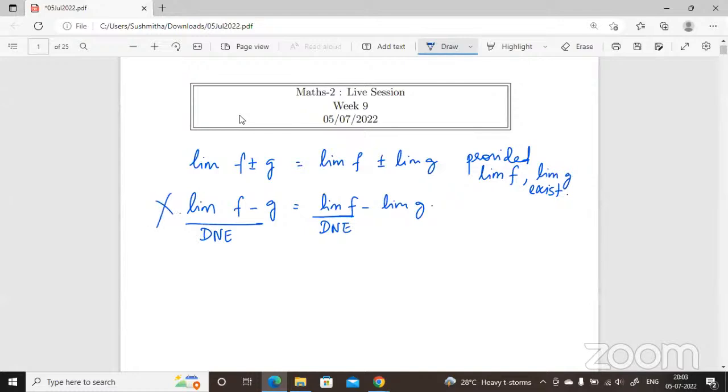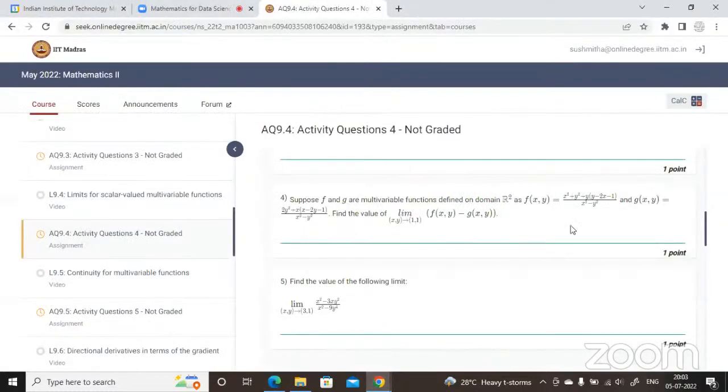Okay, ma'am. Then how should I approach this question? You have to find out f minus g. First, you find out what f minus g is, and then find the limit. Oh, I did it in some rough work just a short while ago. f minus g will be basically 0. All terms will cancel out. It was, I think, minus x minus y upon x square minus y square. Okay, fine. Then you can simplify, cancel, and then find the limit, right?